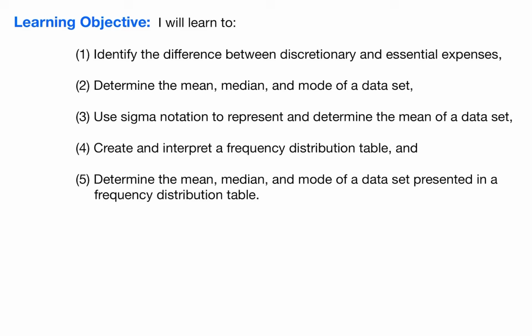In this lesson, you're going to learn to do 5 things here. Number 1, we're going to learn the difference between discretionary and essential expenses. Number 2, determine the mean, median, and mode of a data set. Number 3, we're going to use sigma notation to represent and determine the mean of a data set. So we're going to learn about sigma notation. Number 4, we're also going to create and interpret a frequency distribution table. And then number 5, we're going to determine the mean, median, mode of a data set presented in a frequency distribution table. All right, so we got quite a bit to cover, so let's go ahead and get started.